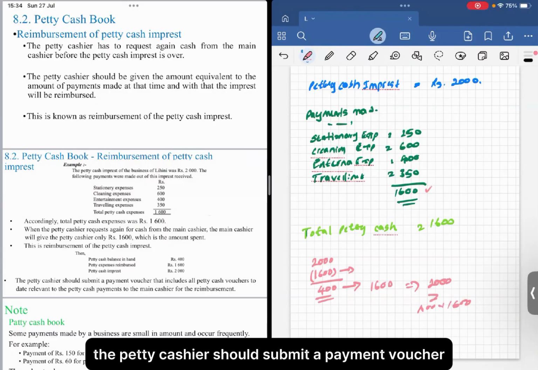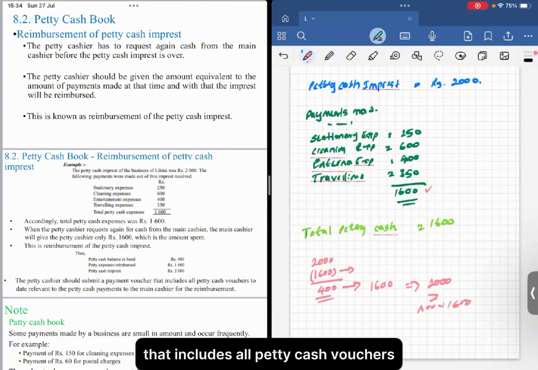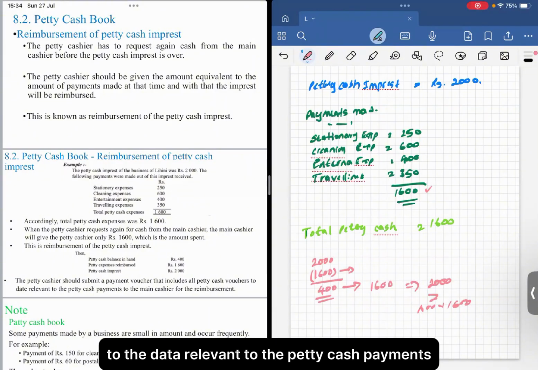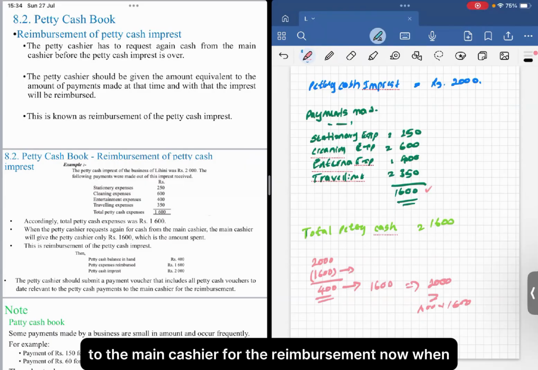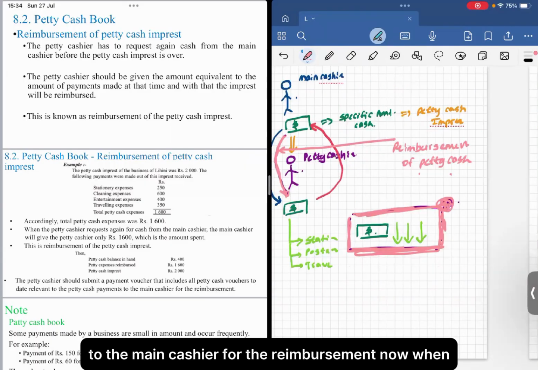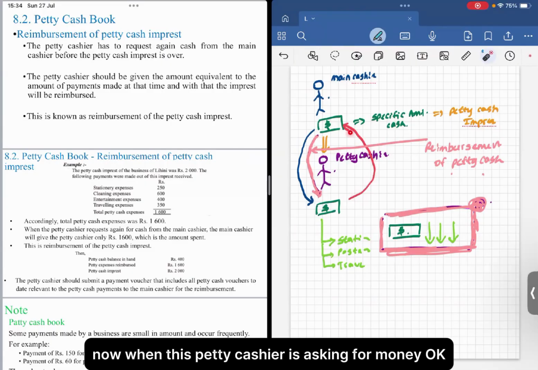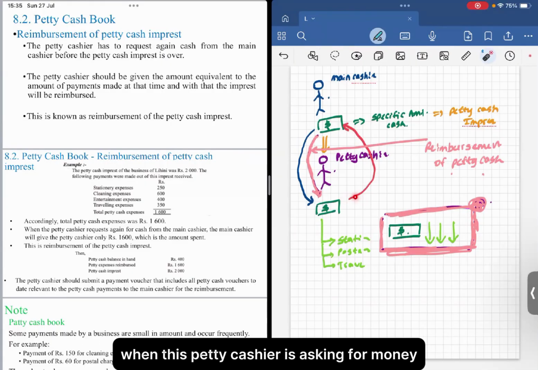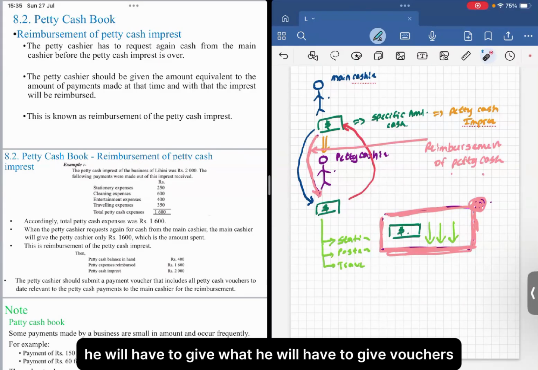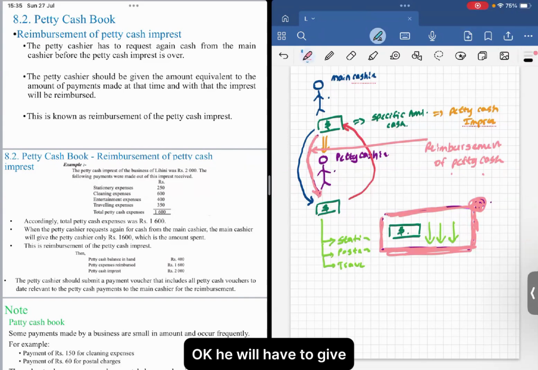The petty cashier should submit a payment voucher that includes all petty cash vouchers to date relevant to the petty cash payments to the main cashier for the reimbursement. When this petty cashier is asking for money, he will have to give what? He will have to give vouchers.